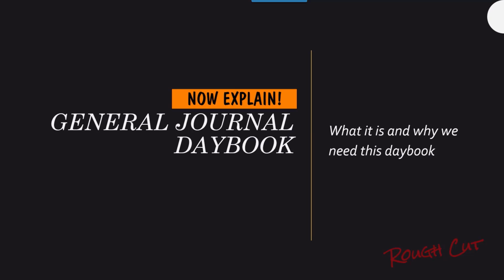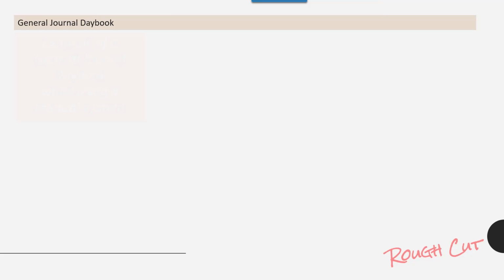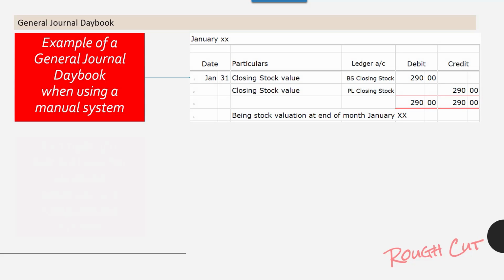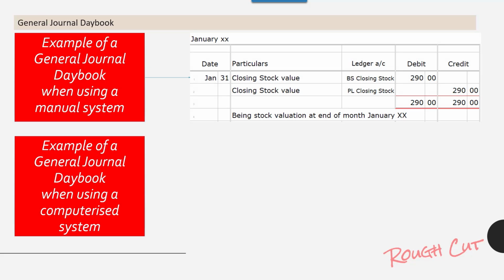The General Journal Daybook, what it is and why we need this daybook. Example of a General Journal Daybook when using a manual system. Example of a General Journal Daybook when using a computerised system.